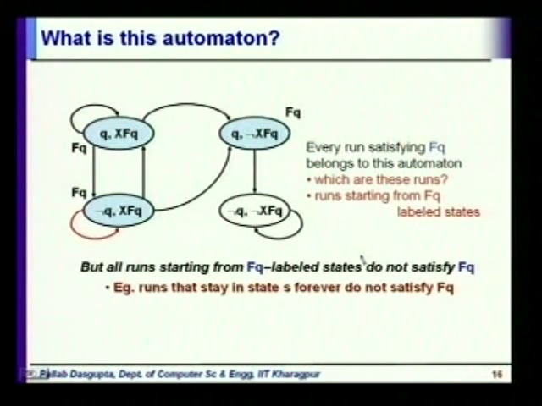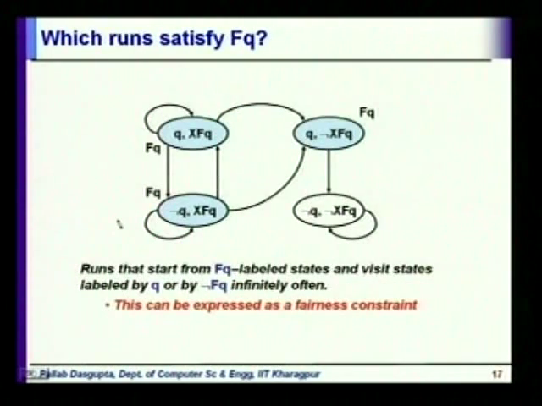So this is the summary of what we said just now, that every run satisfying FQ belongs to this automaton. Which are these runs? The runs starting from FQ level states. But all runs starting from FQ level states do not satisfy FQ. Example, runs that stay in this state S forever do not satisfy FQ. Okay. Which runs satisfy FQ? Runs that start from FQ level states and visit states labeled by Q or by not of FQ infinitely often. Those are the runs which satisfy this. Okay.